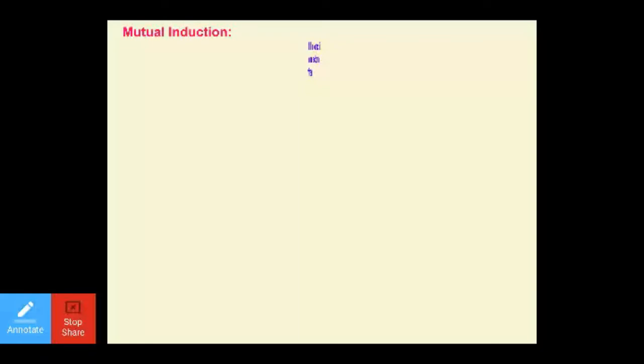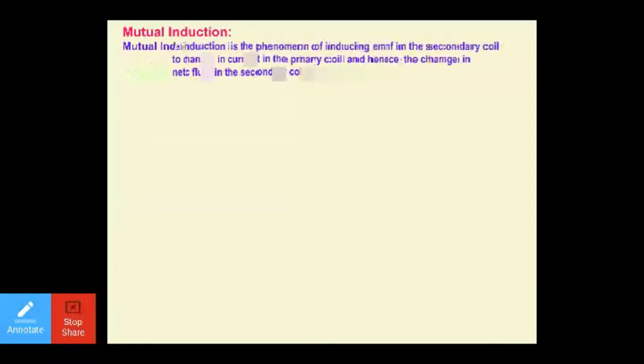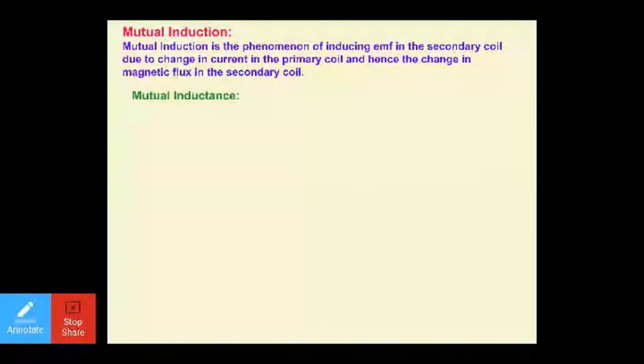Mutual induction, my dear student. Mutual induction is a phenomenon of inducing EMF in the secondary coil due to the change in the current in the primary coil. So what is happening here? EMF is inducing in the secondary coil due to the flux which is changing in the primary coil. So do remember, mutual induction means something happens in the secondary because of the change taking place in the primary.